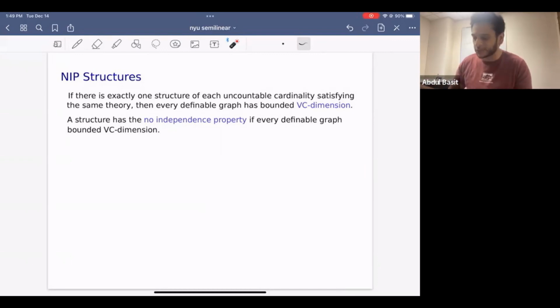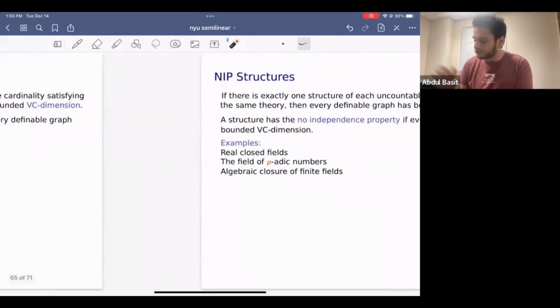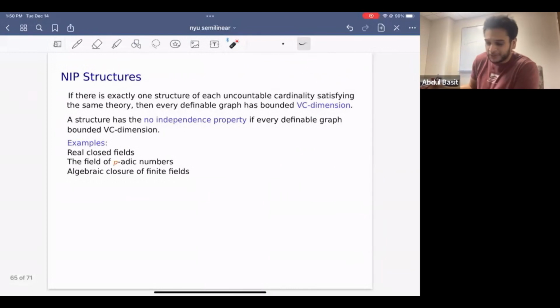And the structure has no independence properties. Every definable graph has bounded VC dimension. So these are combinatorial characterizations of what it means to be an NIP structure, I think. Now, examples of NIP structures: real closed fields, p-adic numbers, algebraically closed fields, algebraic closure of finite fields.